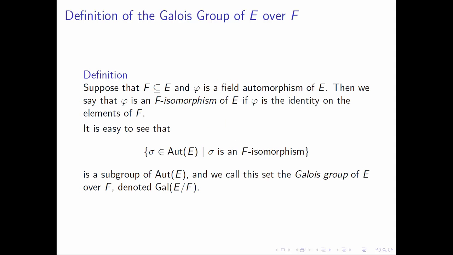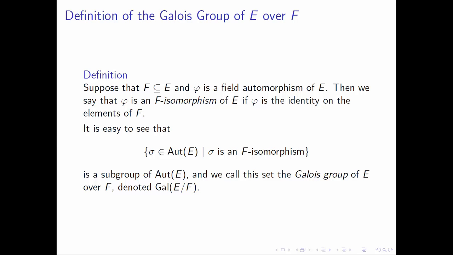Let's start with the definition of a Galois group of one field over another. Suppose that F is contained in E, where both F and E are fields, and suppose that phi is a field automorphism of the larger field E. Then we'll say that phi is an F-isomorphism of E if phi is the identity map on the elements of F.